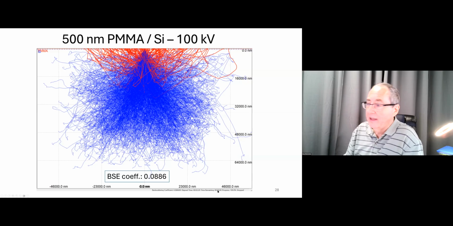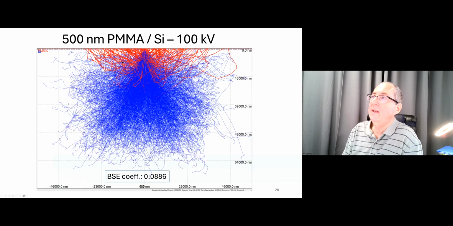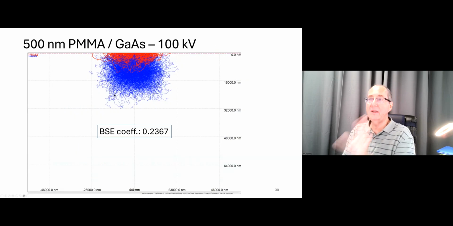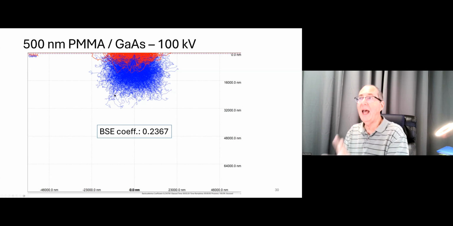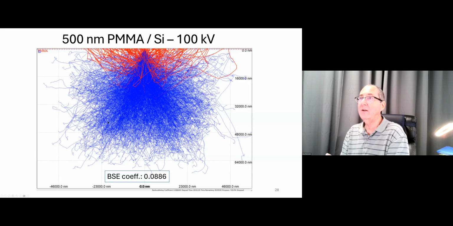And if you look, the size scale of the pictures I'm going to show you is exactly the same. This is PMMA. This is silicon. And this is gallium arsenide. Now, this is to scale. These are exactly the same size regions. So look at the region over which these backscattered electrons are coming, and the backscatter coefficient is 0.09.